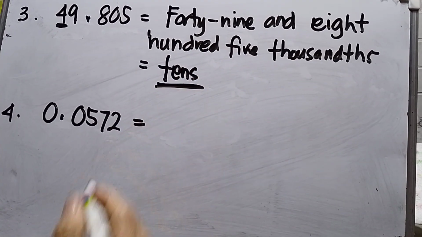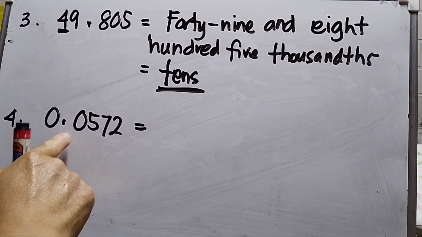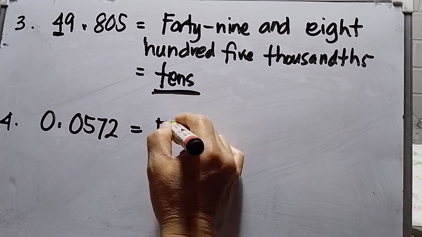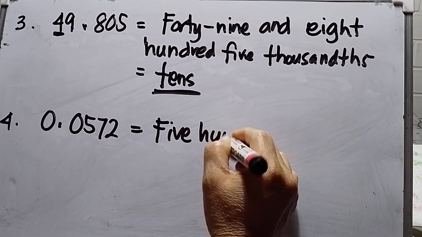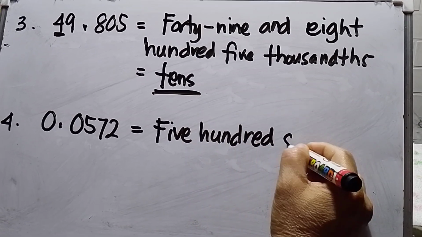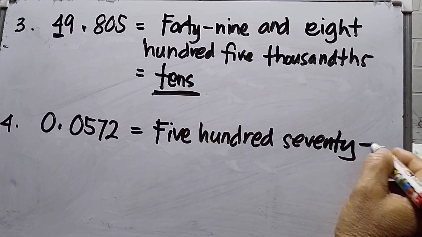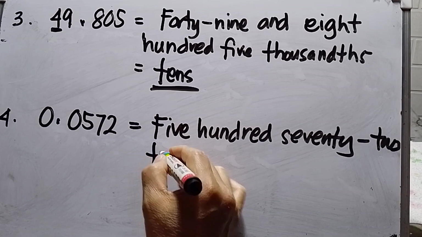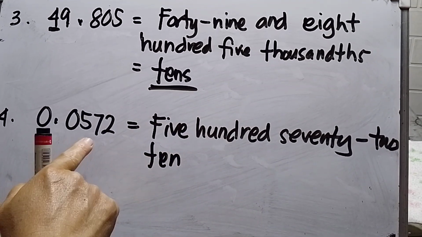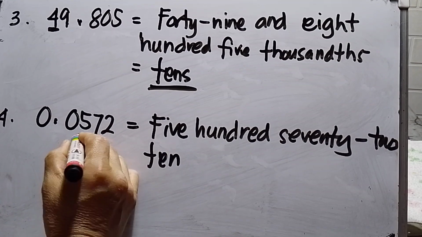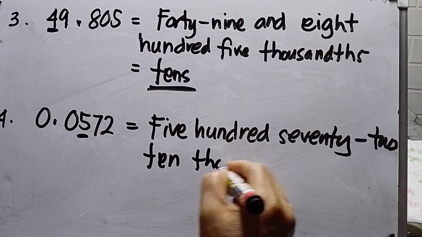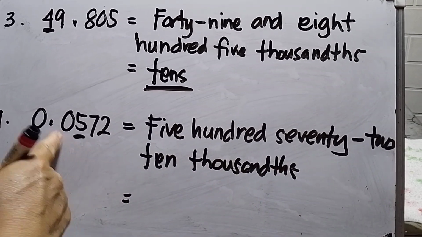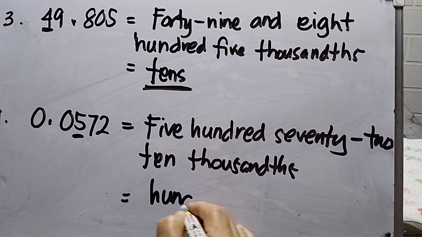Now let's go to number 4: 0.0572. So this is 572, counting tenths, hundredths, thousandths, ten-thousandths. So this is ten-thousandths. By the way, where's the underlined digit for number 4? I think this 5. The underlined digit is in the hundredths place.